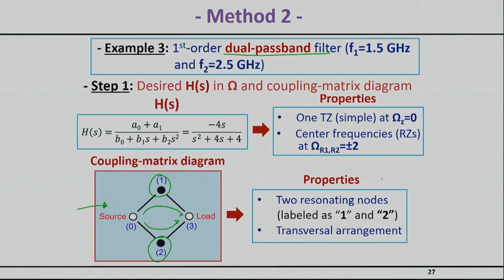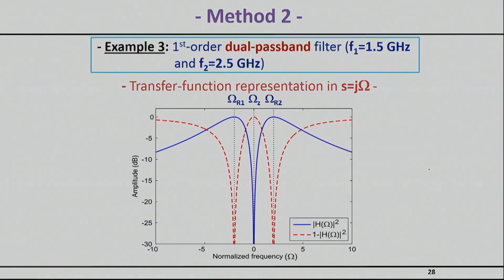And it's actually one of the easiest ways you can make multi-band filters. And this arrangement is actually called transversal arrangement. Essentially, you're simply connecting more nodes, more resonators from the source to the load as you keep adding bands. So this particular example gives you a specific transfer function that we want to implement. This is the response in the normalized frequency domain. So this is the first passband, this is the second passband.